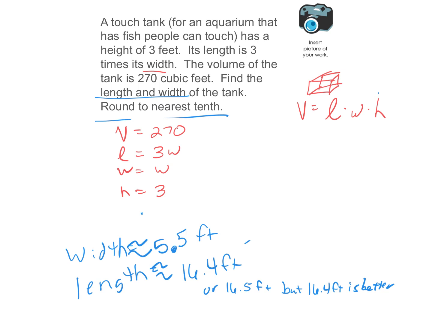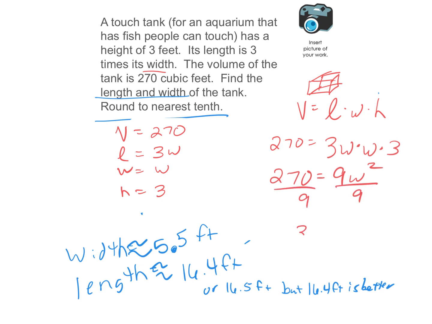So now I'm going to plug my numbers into my equation. Length is 3W, width is W, height is 3. Now I'm going to simplify the right-hand side, 9W squared. I'm going to divide both sides by 9. That is 30 equals W squared. Now I take the square root of both sides to get the width by itself. That would be plus or minus square root of 30, but it's a width. It can't be negative. So I'm just going to do the positive square root of 30.